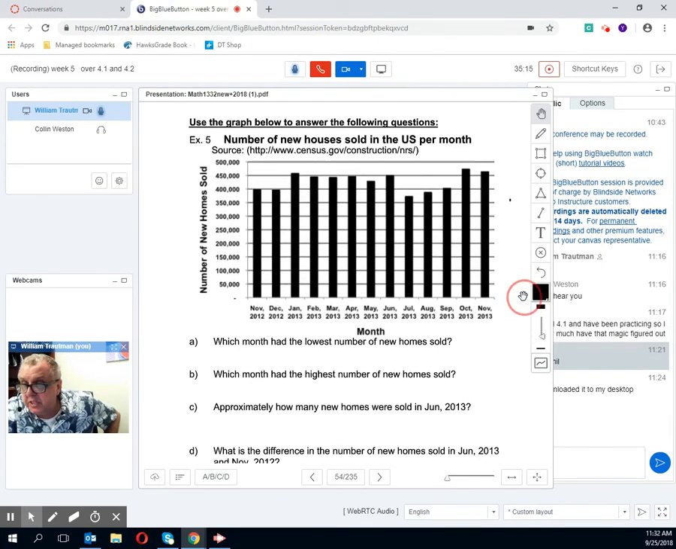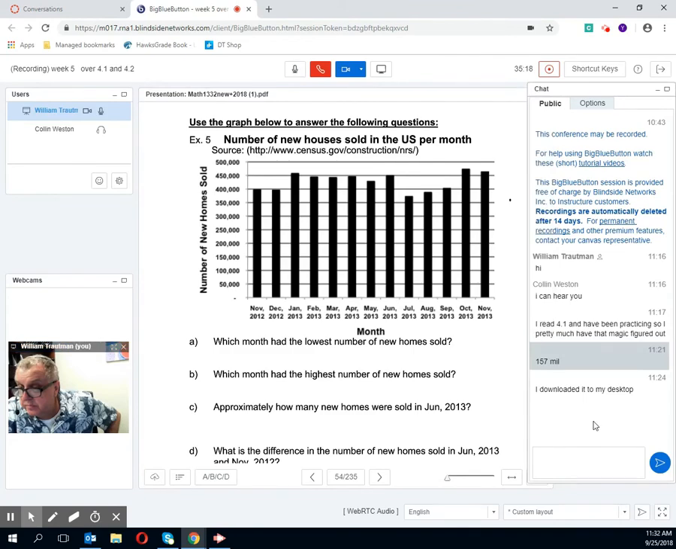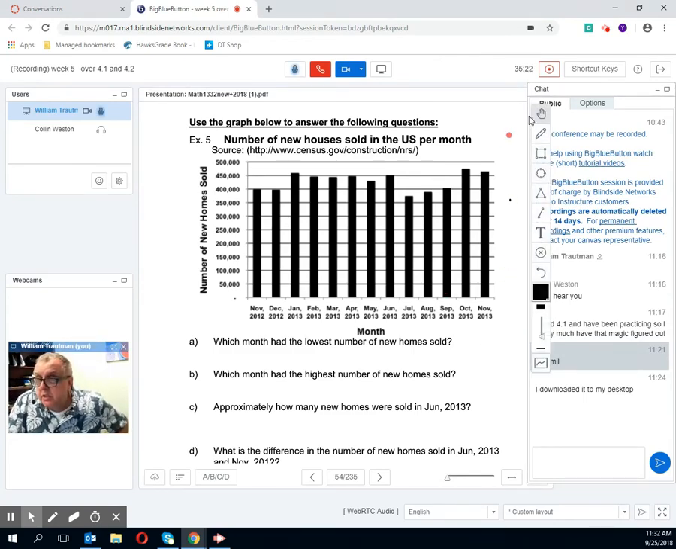So I'm on page 51 now. It says which month had the lowest number of homes sold. These are the homes sold. Well, you just look for the smallest graph. That looks like the smallest graph, and I would say July of 2013. Which month had the highest number, the highest graph? That's this one right here, October 2013.